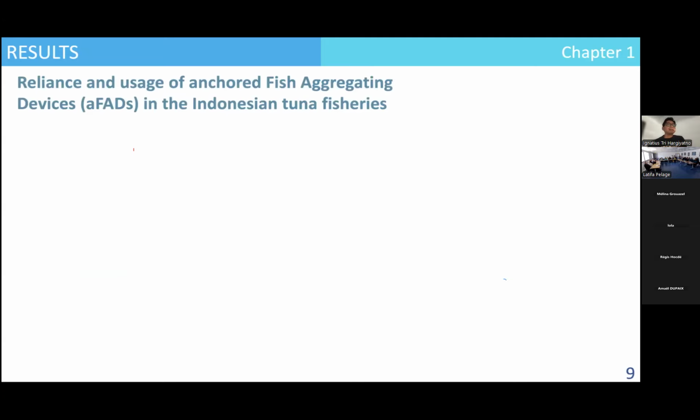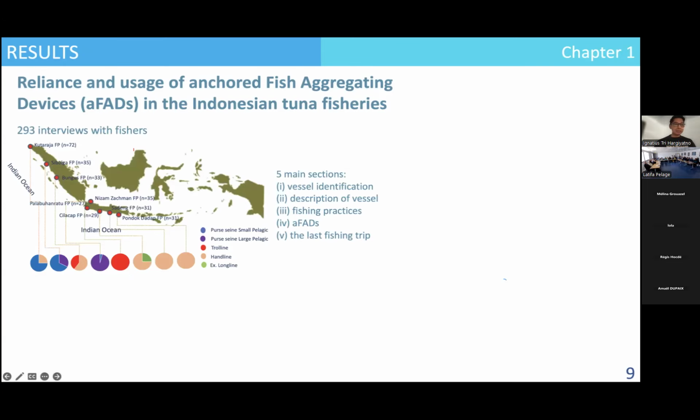In chapter 1, it's related to the reliance and usage of anchored FADs in the Indonesian tuna fisheries. I did some interviews with 293 fishers in several fishing ports, including small fishing ports and industrial fishing ports in West Java, West Sumatra, and south of Java in Indonesia. The target is fisheries that really relate to FADs: purse seine, troll line, handline, longline, and ex-longline fishery that has already changed to handline fishery.